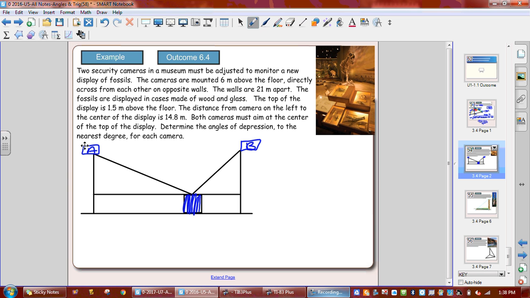Now it says the walls are 21 meters apart. I changed it in mine, but yours says 12. It was a typo. It should be 21, not 12. So please change that number in yours. Okay, it should be 21 meters apart, not 12.